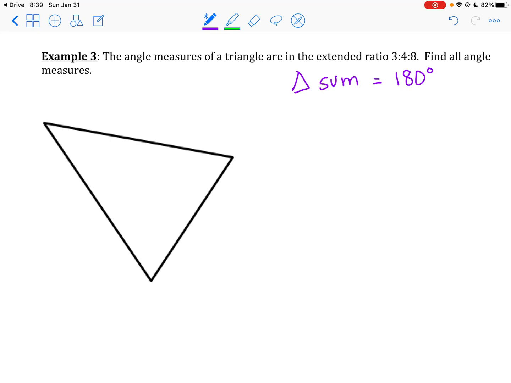So that's going to be reduced. In order to unreduce it, I need to figure out what the scale factor is. So the scale factor, since I don't know, I'm just going to choose something for it. Here I can say that the scale factor is x.